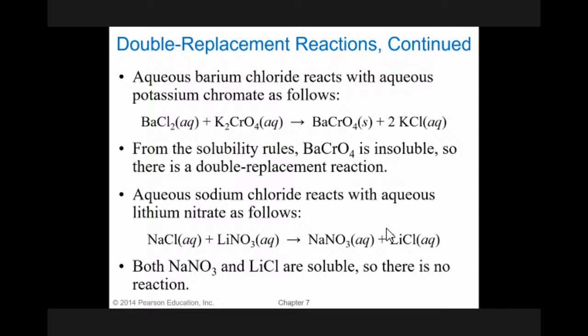Okay. This is a non-ionic equation you're looking at right here, right? Now we're going to change it to the ionic equation, the next level. You would say Ba2+, Cl-, plus K+, CrO4 2-, right? Then on the product side you have BaCrO4, plus potassium, K+, and Cl-. That is the ionic equation.